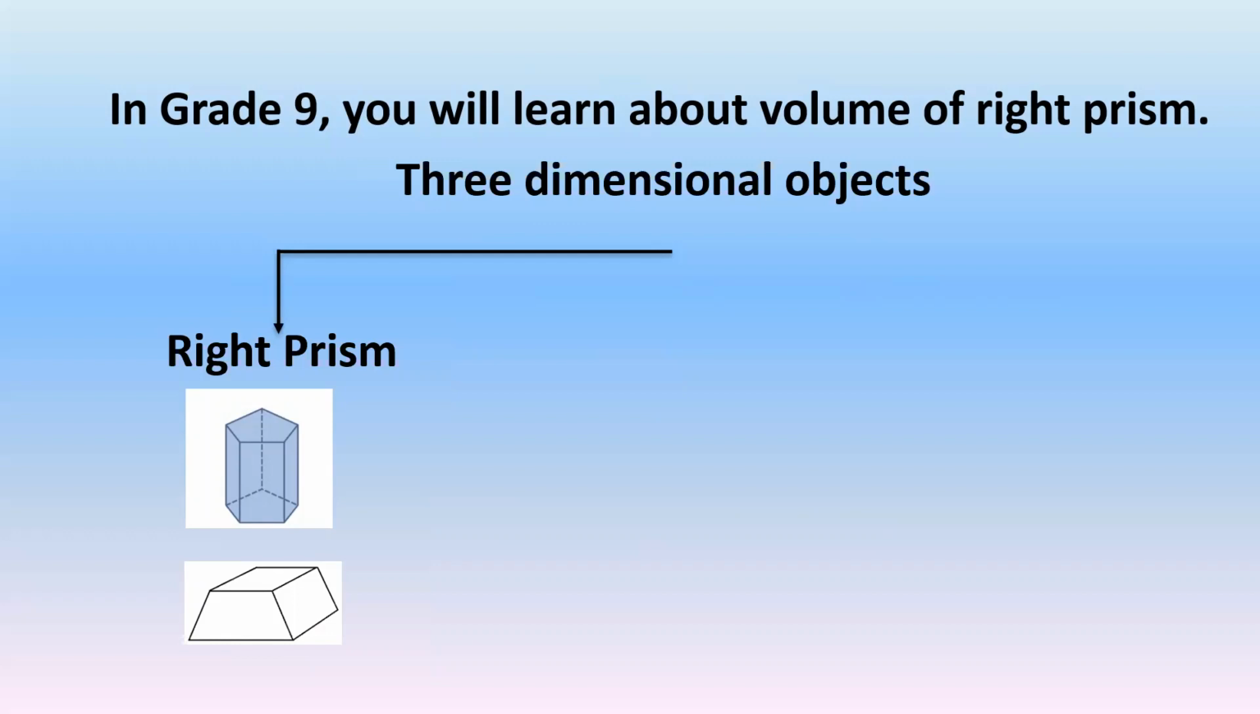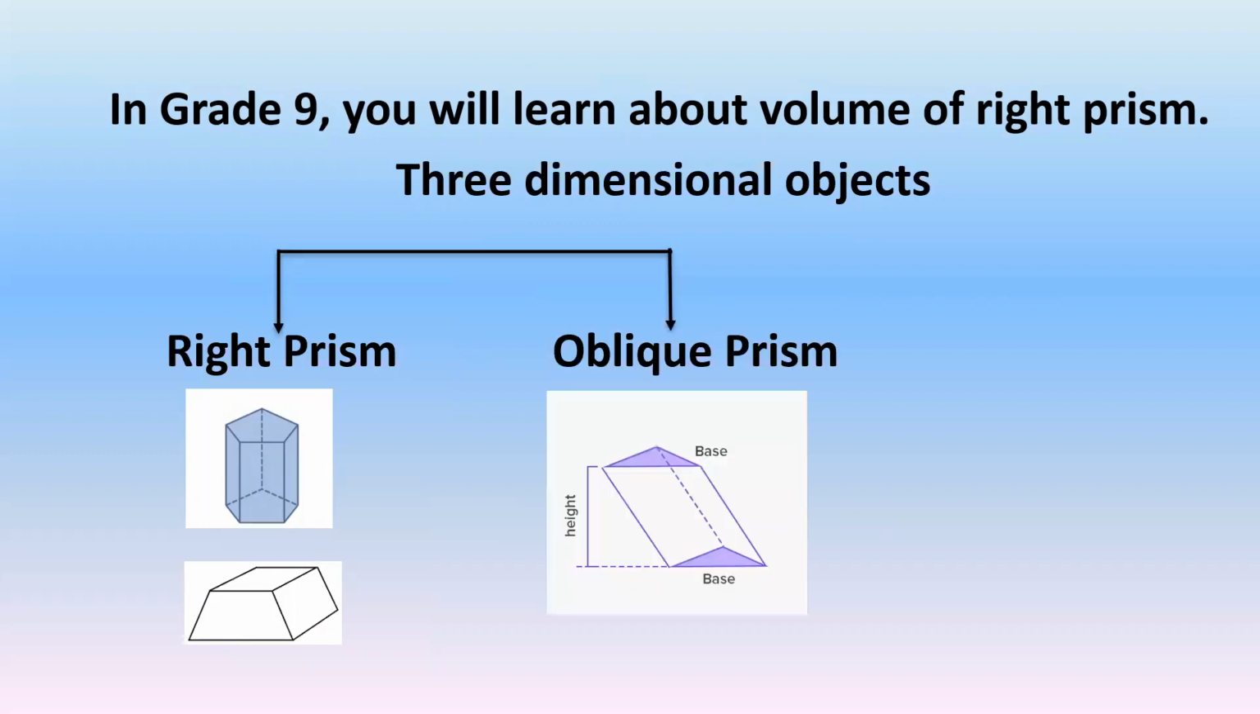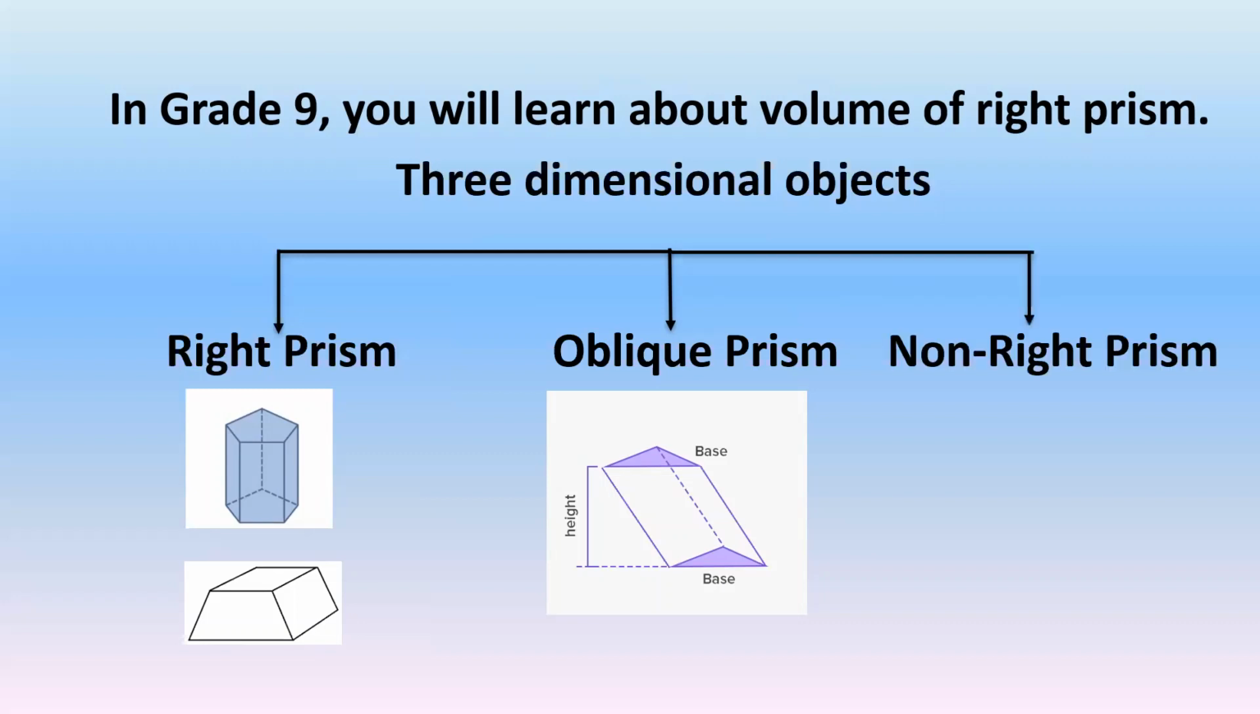A cross-section is the shape made by cutting straight across the object. Then we have oblique prism. An oblique prism is a prism in which the ends are parallel, but one is not directly over the other. And all the lateral faces are parallelograms. Then we have non-right prism, for example, cone and sphere. A quick recap. A right prism has identical ends perfectly aligned and all the lateral faces are rectangles.